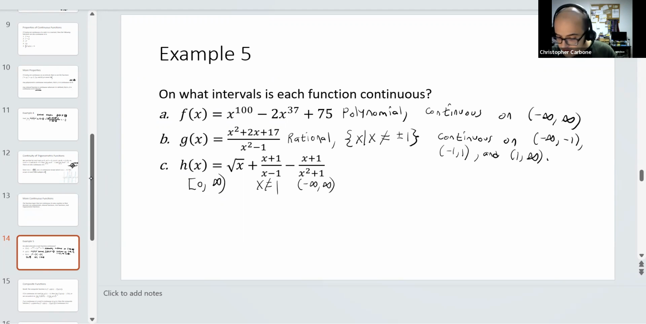So due to each of these, applying it all, since we have the whole thing as our function h of x, this entire thing is continuous from 0 to 1, including 0 but not including 1, and from 1 to infinity.